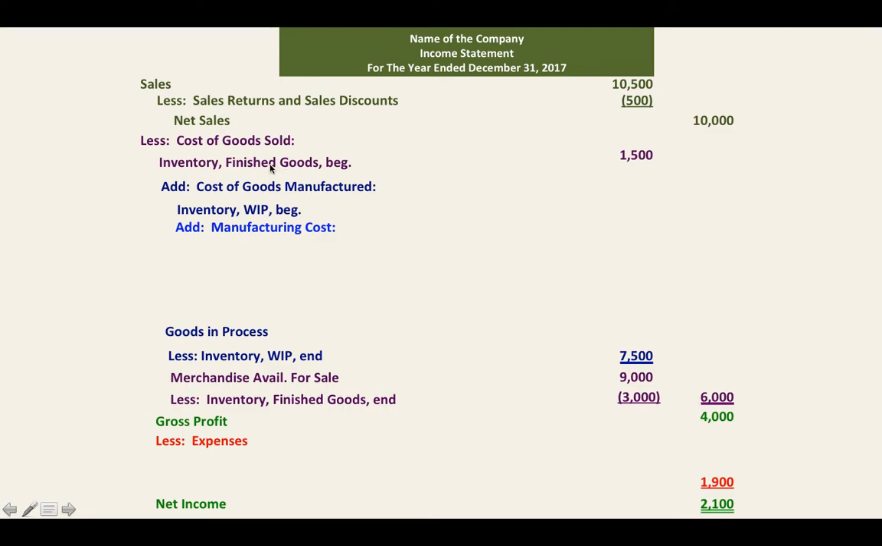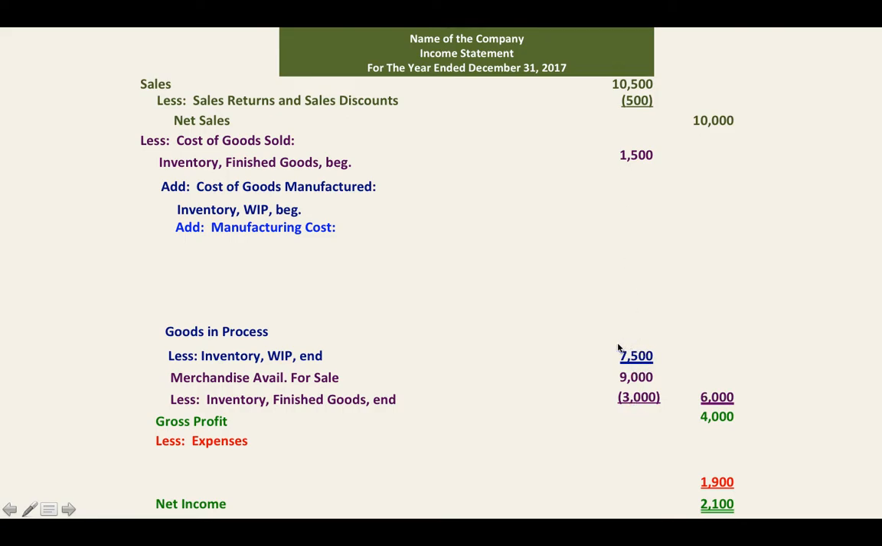Again, inventory, finished goods beginning, add cost of goods manufactured. Okay, so in this case, it's 7,500. That will give you merchandise available for sale. Okay, then deduct the finished goods end and that will give you your cost of goods sold.